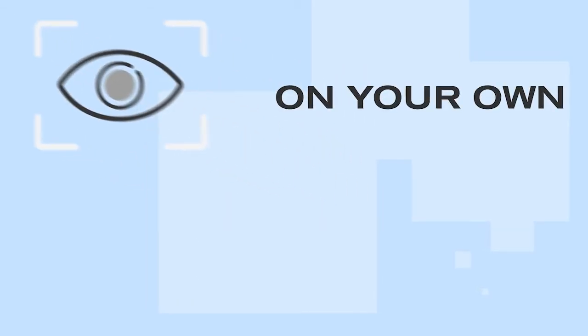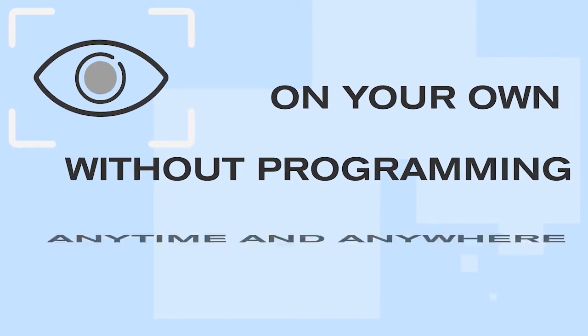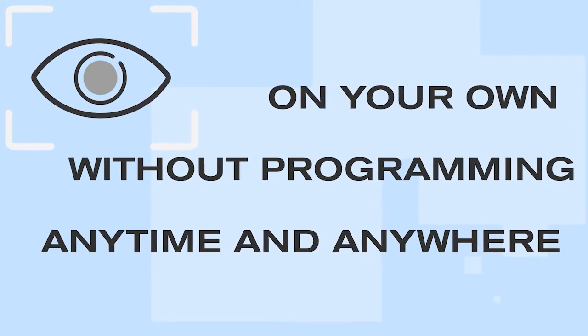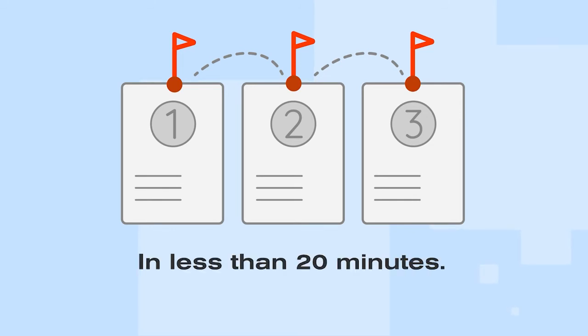Create your individualized object detection on your own, without programming, so that any of your employees can use it, anytime and anywhere you are, by just using our platform. The DENK platform is easy to use and guides you step by step through the workflow. You create your individual AI in a short time, in less than 20 minutes.